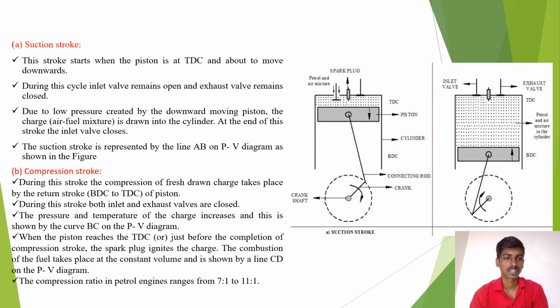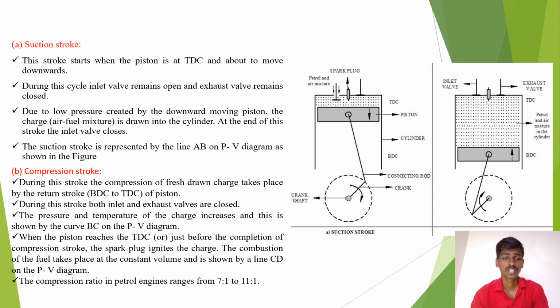First one is the suction stroke. The suction stroke starts when the piston is at TDC and about to move downwards. During this stroke, the inlet valve remains open and the exhaust valve remains closed. Due to the low pressure created by the downward moving piston, the charge is drawn into the cylinder. At the end of the stroke, the inlet valve closes. The suction stroke is represented by the line AB on the PV diagram as shown in the figure.